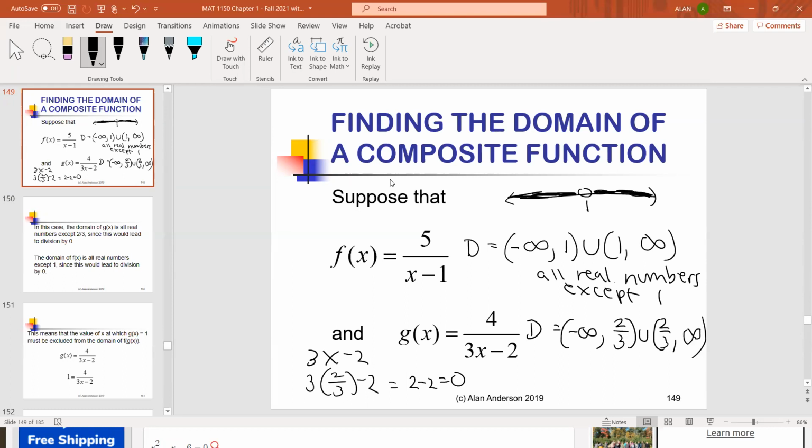In other words, this very complicated looking notation simply means all real numbers except 2/3. Actually, what I should have said is except x equals 2/3. It's not the y that's the problem, it's the x. The x cannot be 2/3.